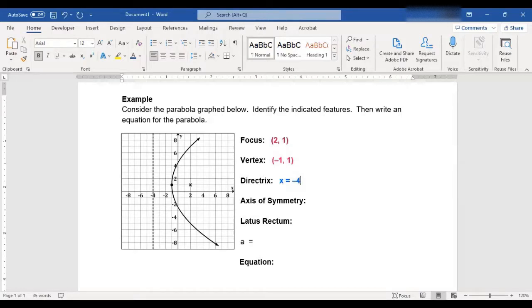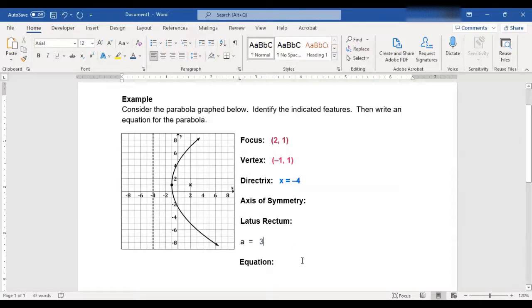Okay, once I find each of those components, then I can use them to find A and write the equation. So let's do that part next. A, if you'll recall, is the distance from the vertex to the focus, or from the vertex to the directrix. It should be the same distance. So let's just count 1, 2, 3, and here we also have 1, 2, 3. So that means A is going to be 3.